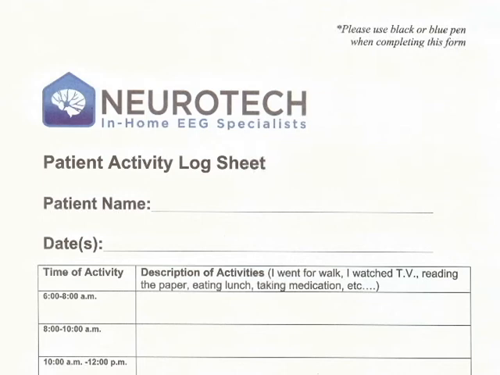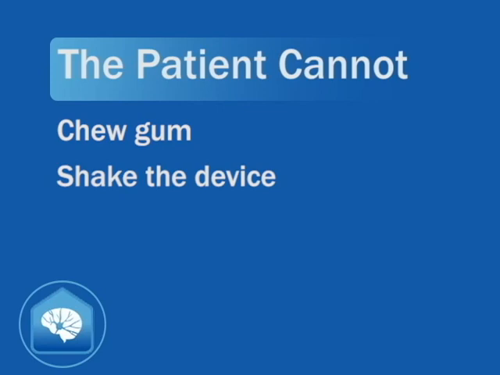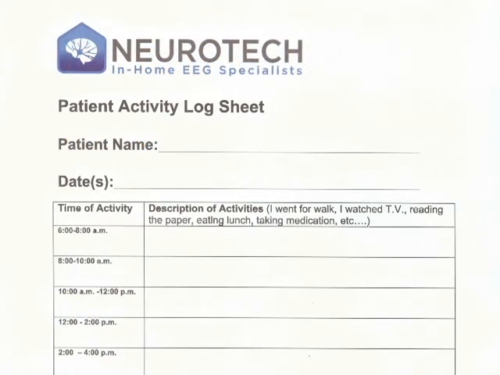Now you can explain the activity logs and what to document on those logs. Let the patient know what not to do during the EEG. For example, no gum chewing, jumping, dropping or shaking the tracket, and obviously not showering or bathing. Let them know listening to music through earbuds is fine, just document it on the activity sheet.